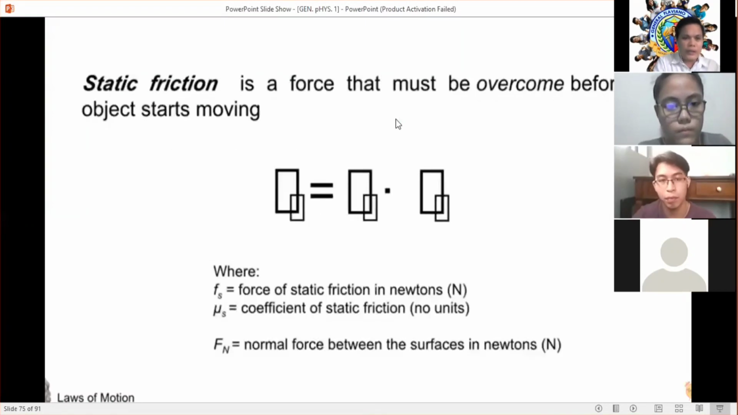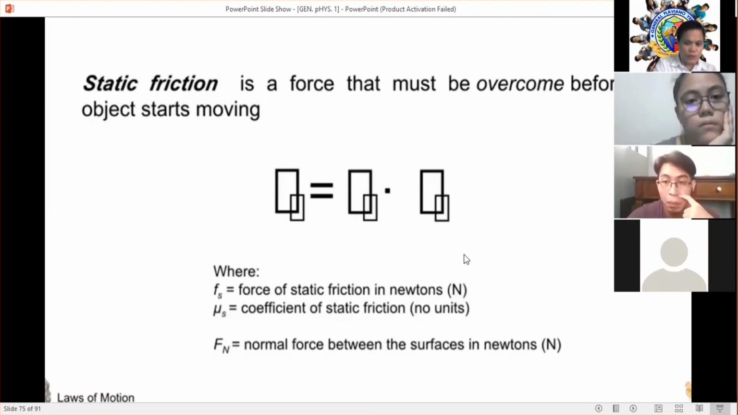However, static friction is a force that must be overcome before the object starts moving. Mathematically, static friction is expressed as F_s = mu_s times N, where F_s is measured in newtons, mu_s is the coefficient of static friction, which has no unit, and N is the normal force between the surfaces, also measured in newtons.